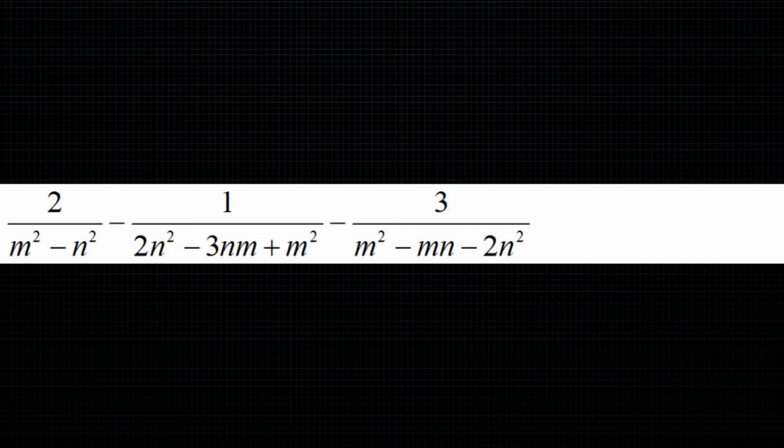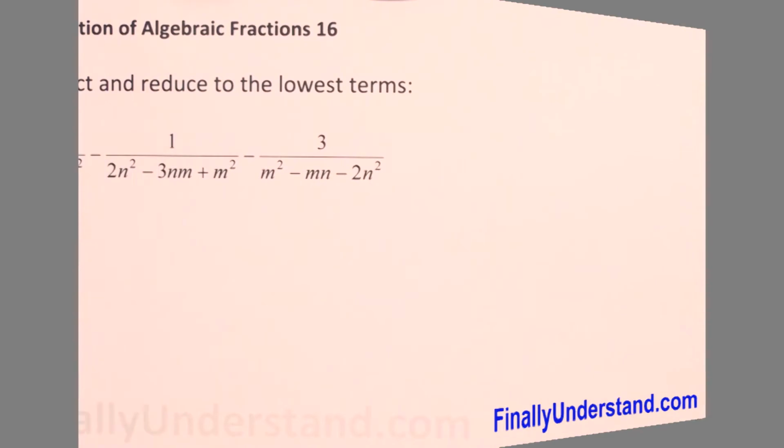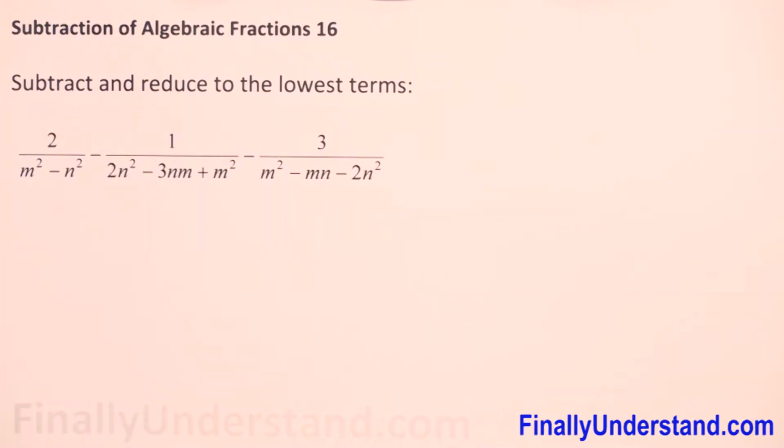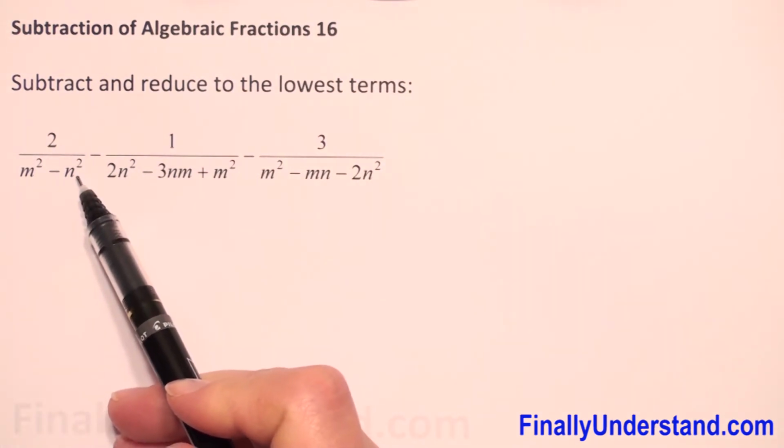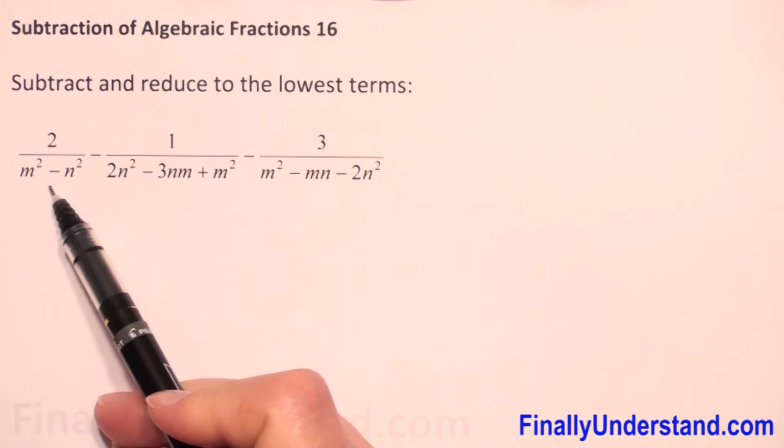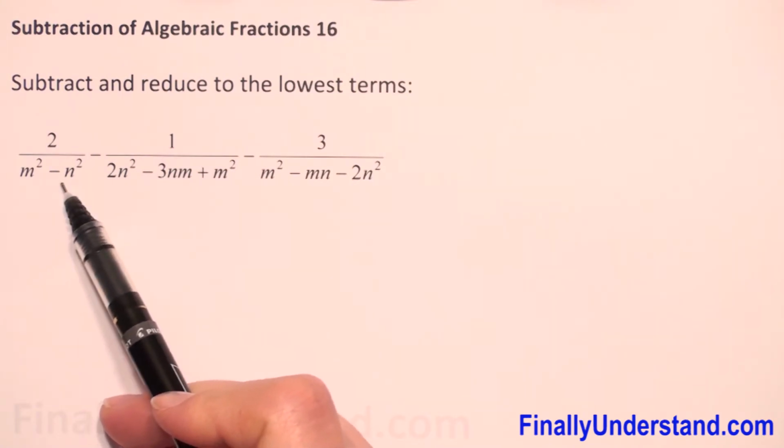We have subtraction of algebraic fractions. We know that we need to have the same denominator to do this. So first, let's see what we have here. We have m squared minus n squared. First, we have a difference of two perfect squares.